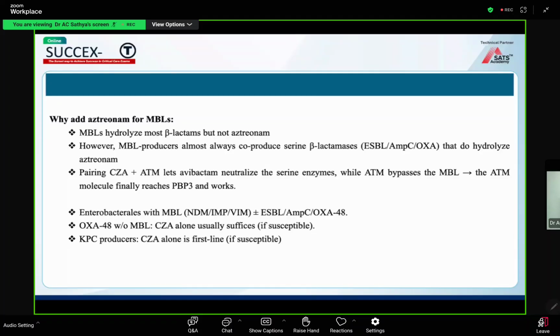Actually, we are moving on to aztreonam avibactam, which has also become available. Your choices should be: when only OXA-48 is there and no MBL, you can use ceftazidime avibactam as such. For KPC producers also, ceftazidime avibactam will suffice. Only for MBLs do we need to use the combination, and that too only when synergy is present.